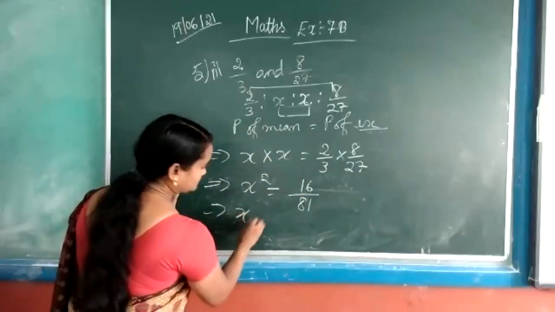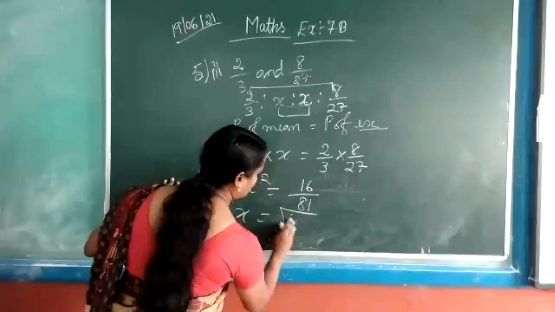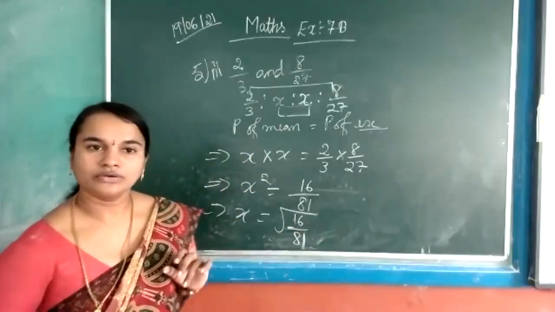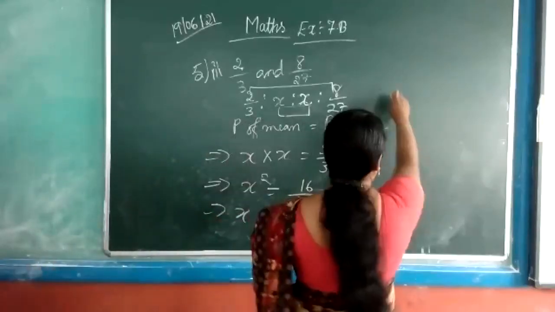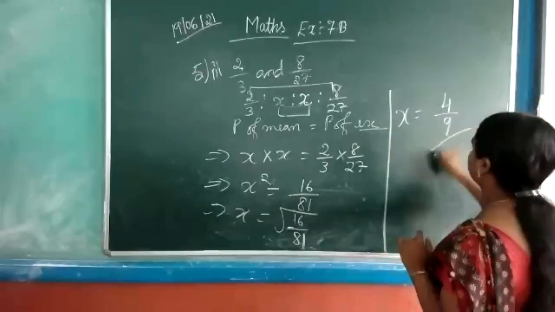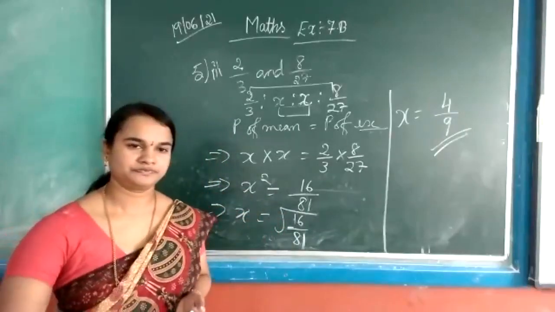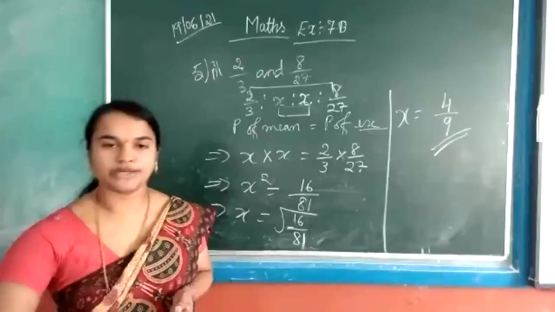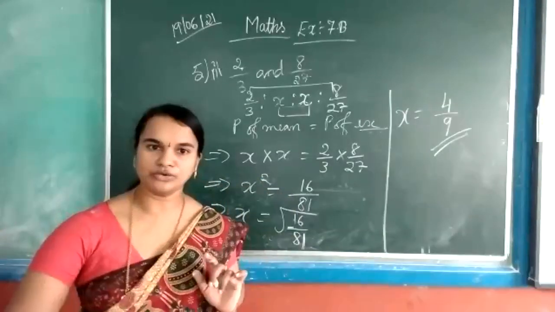Now we will transpose the square to the other side. It will become under root of 16 upon 81. Now we know that 4 fours are 16, 9 nines are 81. That means x equals 4 upon 9 is the answer. Clear? Understood? Remaining, the 4th one and 5th one, will be the homework for you. Fraction and decimal both I explained to you. You can do it easily.